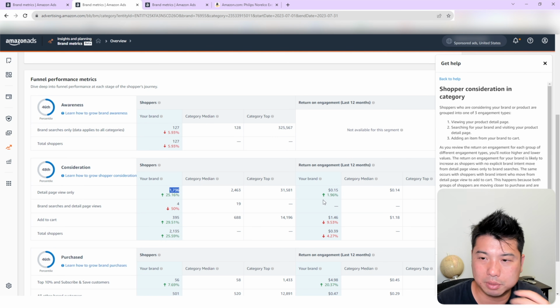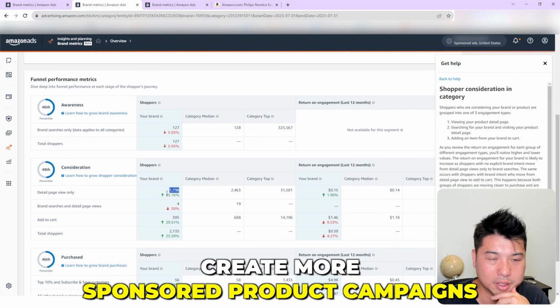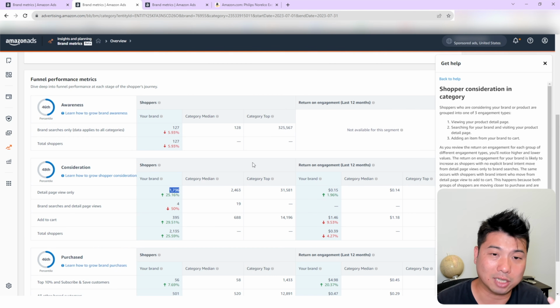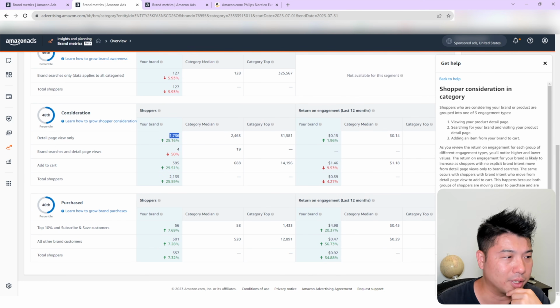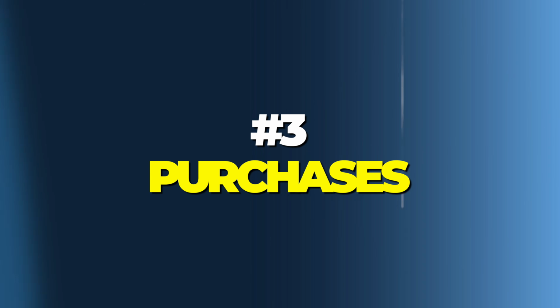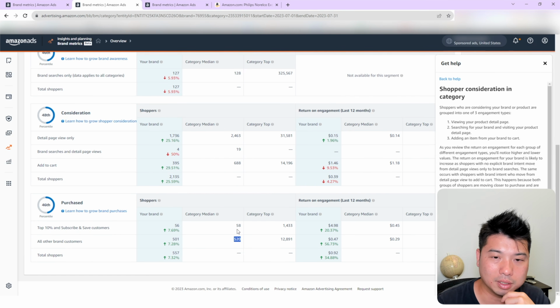And how we do that is probably create more sponsored product campaigns. As I mentioned, scale it out, whether it's product attribution targeting, or scaling out keywords. Those are the 2 things that you can do to increase that number. Lastly, purchases, right? So definitely you want to see the number go up. And if your product is a refill, as I mentioned, vitamins, you definitely want to see this number go up.